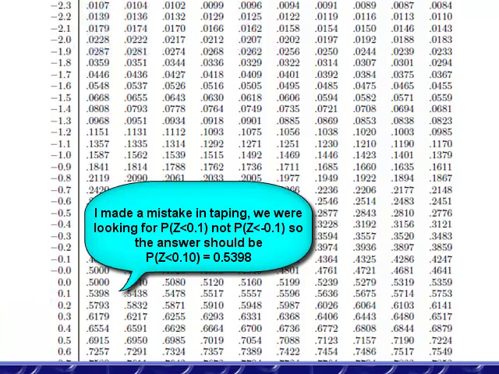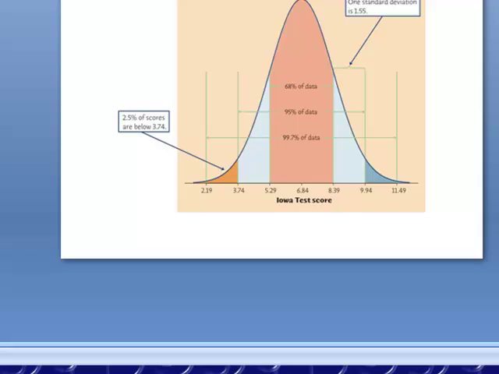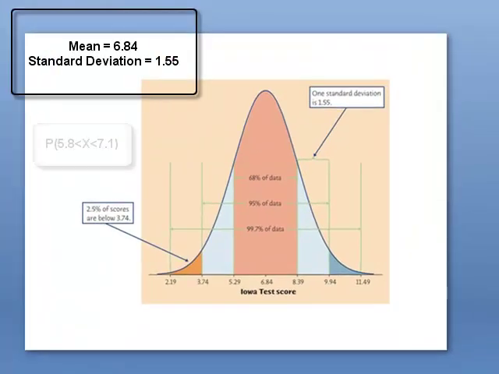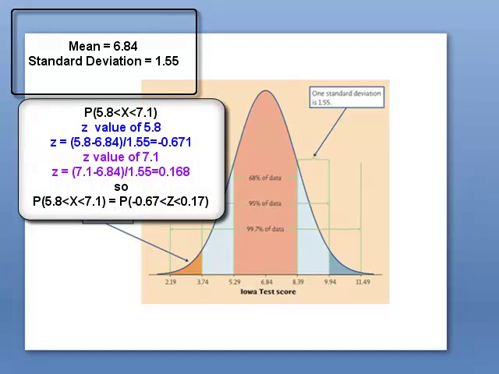So in that Iowa example, I can now take any normal distribution as long as I know the mean and standard deviation, and I have a variable value. I can now find in-between values. So now in this particular example, let's say that I want to find out what's the probability that someone scores between a 5.8 and a 7.1. Well, now I'm going to do the in-between. I'm going to first find the z-value of 5.8, and then the z-value of 7.1, and then find the in-between.